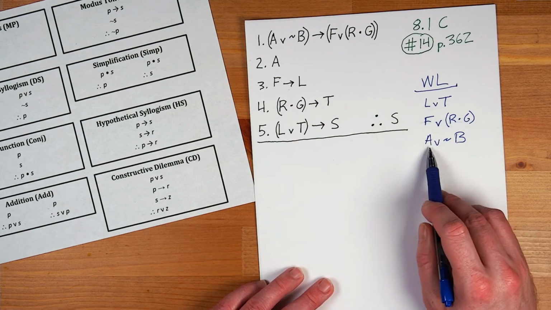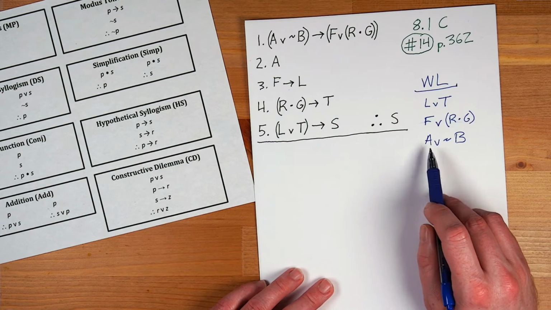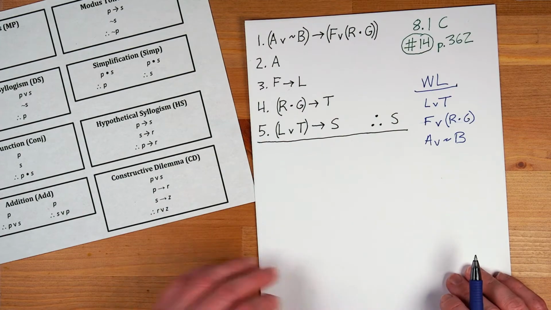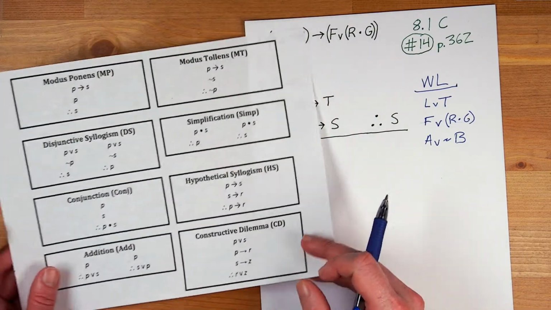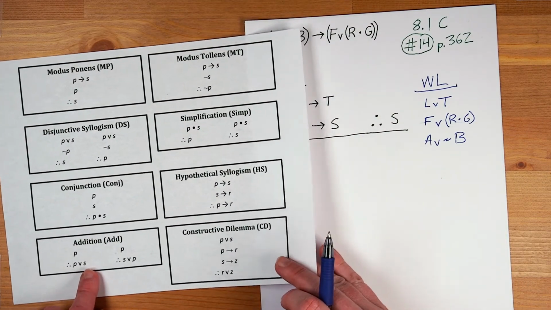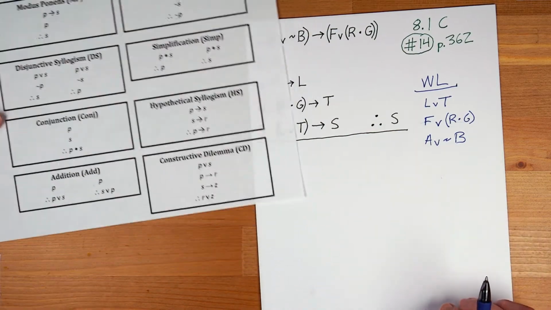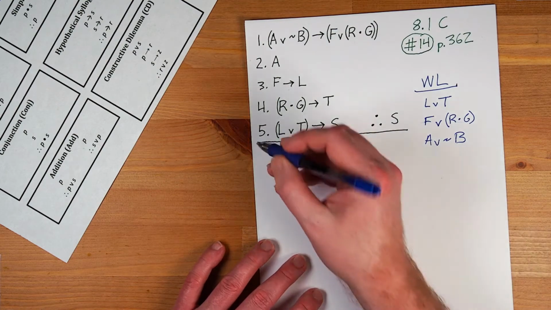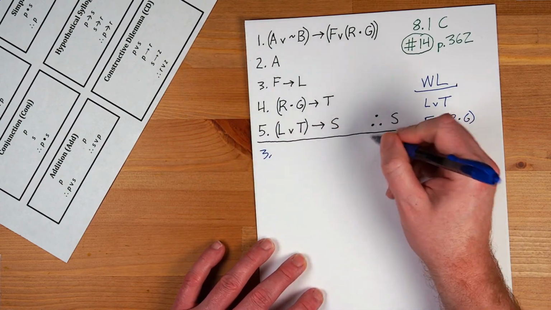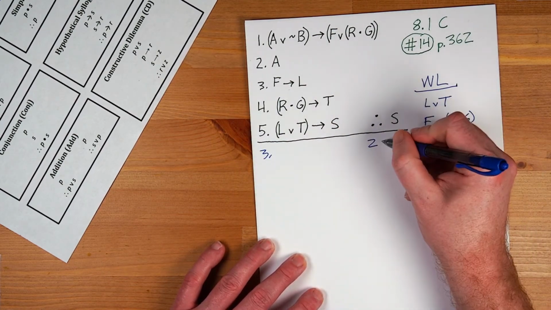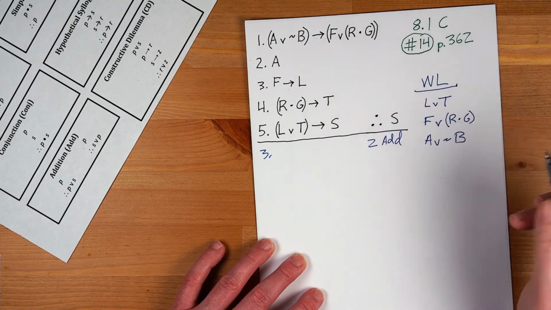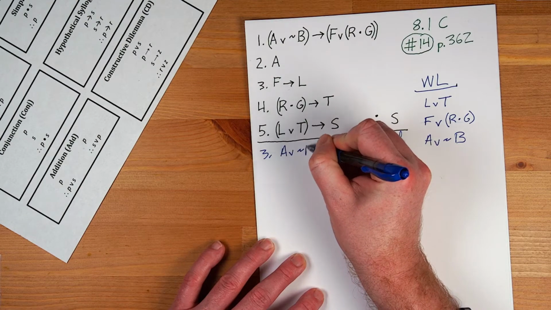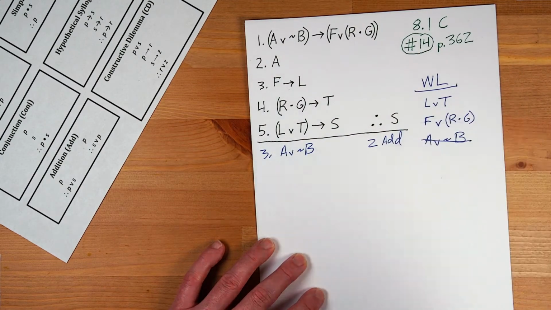However, we do have one side of this disjunction. We have A all by itself already. And hopefully that makes you think of the rule addition. Because if you have one side of a disjunction, you can easily just add the other side. So let's go ahead and do that. So we'll take line 2 and just use addition to add what we need. So we get A or not B. We can cross that off.